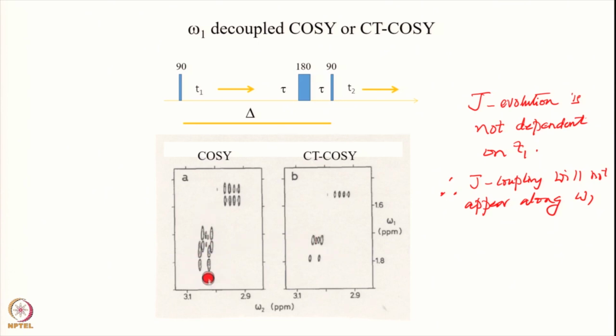You can clearly identify that there are 2 spins here, 2 protons, with fine structure: 2 cross peaks here, and 1 cross peak here, and that cross peak fine structure looks like this. Therefore, this experiment is called constant time COSY, because this period from here to here is kept constant, and because it is also causing a decoupling along the omega 1 axis, it is also called omega 1 decoupled COSY, or constant time COSY. This is the advantage, and you can get great benefits of this in very crowded spectra.